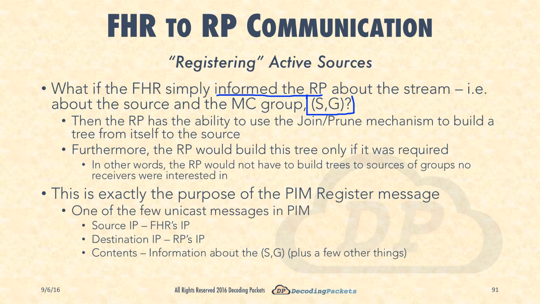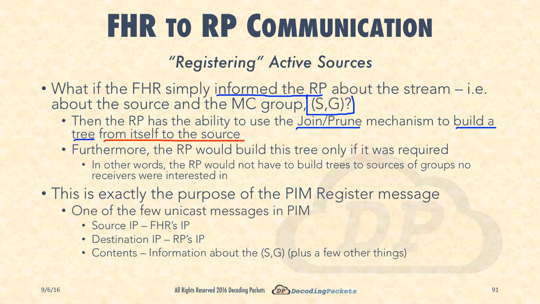Don't you think once the RP has information about this S and this G, it can then use its own join prune message? So this source sits at the root of the tree. The RP can then become the leaf of that tree, and it can use this join prune message mechanism and build a tree from itself to the source. So the RP is the leaf of this tree, and the source is the root of this tree.